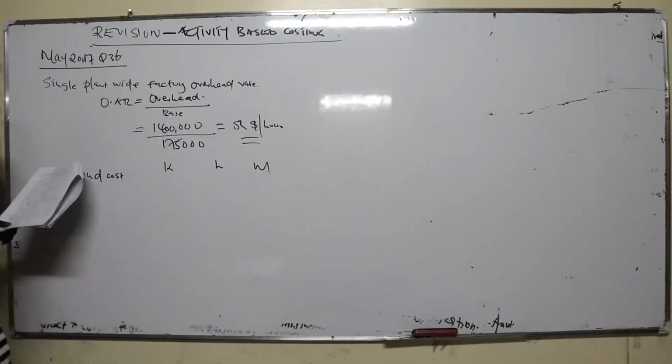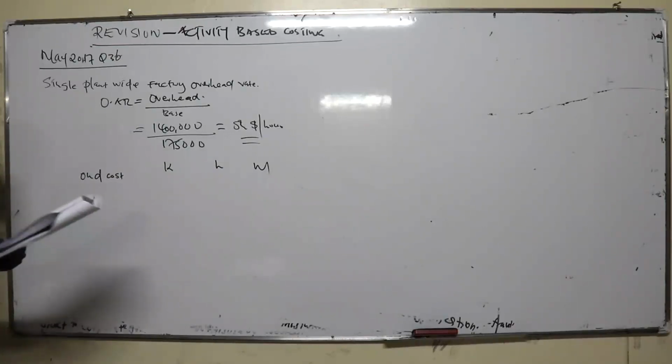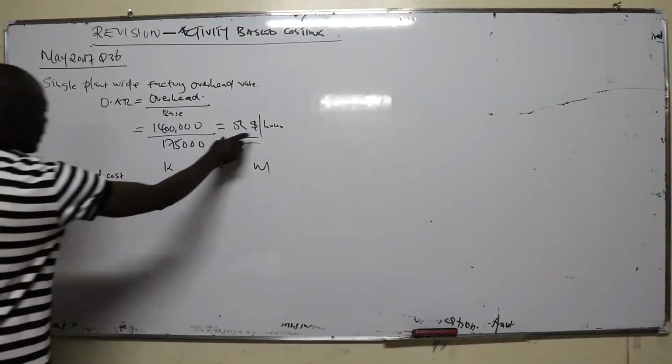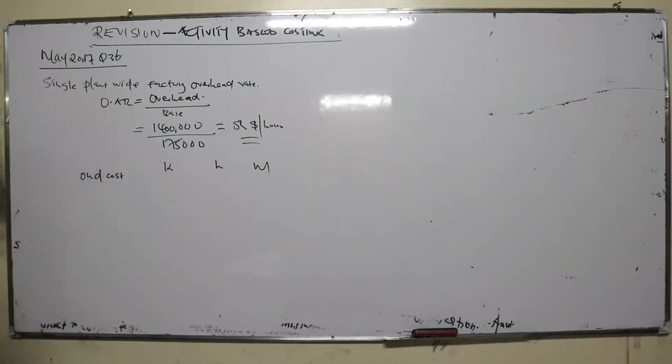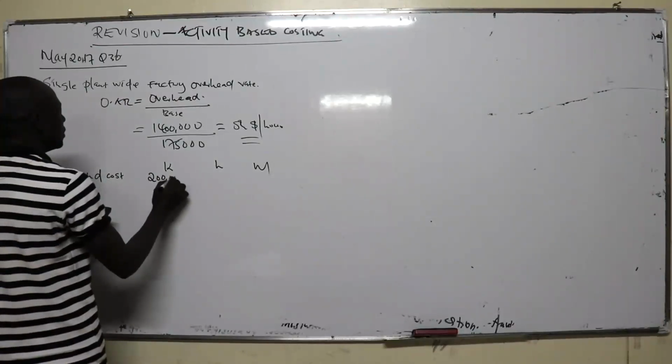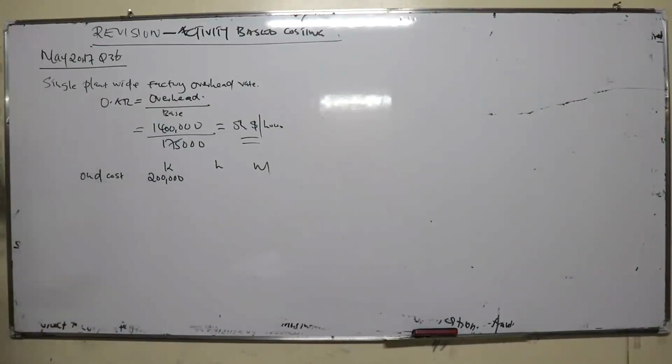The total overhead here: you multiply 8, the rate, times the total labor hours for each product. For product K, the total labor hours were 25,000, times 8. So this will be 200,000. This is the total overhead cost here, 200,000.